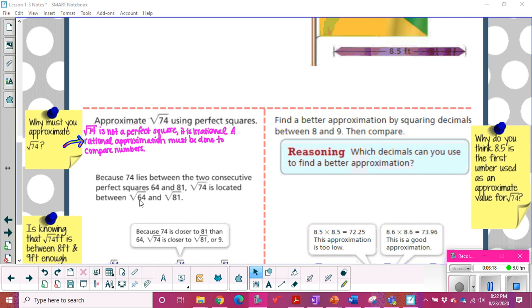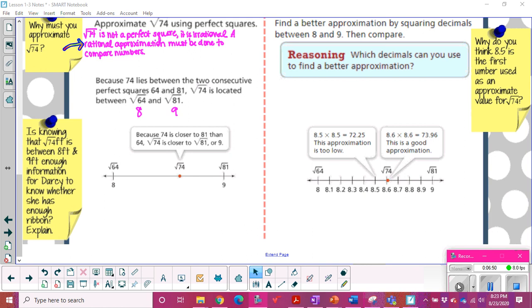We do know that the square root of 64 is 8 and the square root of 81 is 9. So the square root of 74 is somewhere between the numbers 8 and 9. Is 74 closer to 64 or 81? It is closer to 81. So the square root of 74 is closer to the square root of 81, which is 9. So it's closer to 9 than it is to 8.